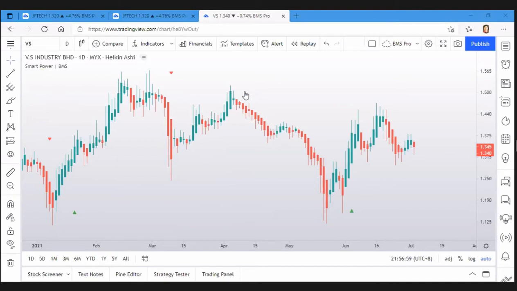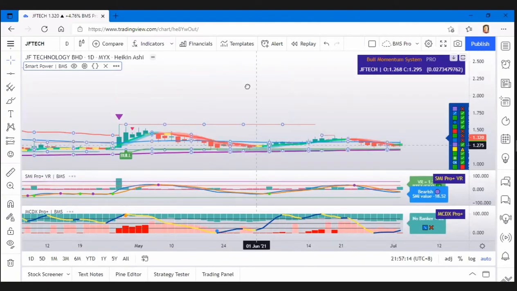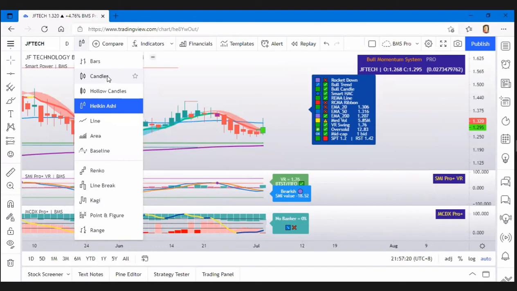You can see the Heikin Ashi here, the smart hack. This one is smart hack. So you can see the smart Heikin Ashi candlestick is green. There's a correct sign here, and this is a Heikin Ashi. So the Heikin Ashi here is what color? Green color. Okay, so you don't need to switch this.